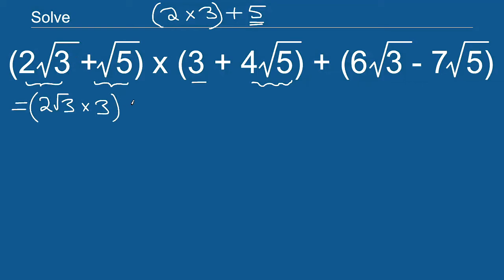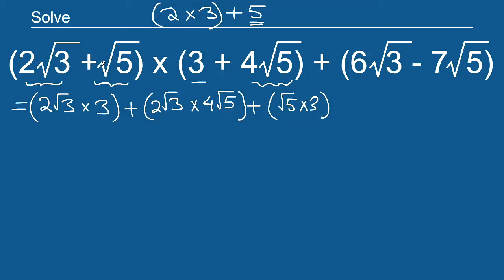This is the first term. Plus our second term is 2 square root 3, which is here, times, we multiply this by 4 square root 5. We write it as 4 square root 5. Then we have plus, which is this one, and then we multiply square root 5 and 3. So we say it is square root 5 times 3. And then we have square root 5 times this. So we say plus, we have square root 5 times 4 square root 5.